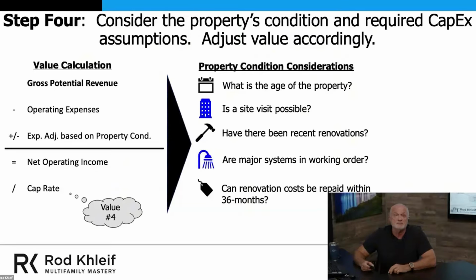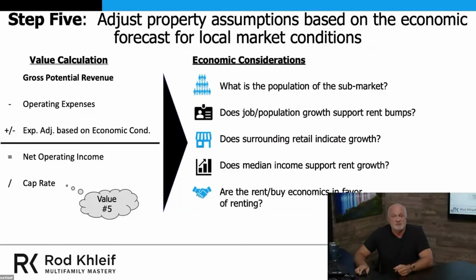The value is going to be lower. Then you take your NOI, divide it to get your fourth point of reference here. You with me? Okay. Step 5.